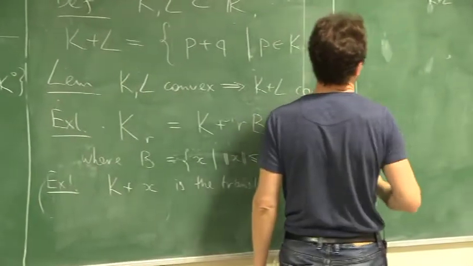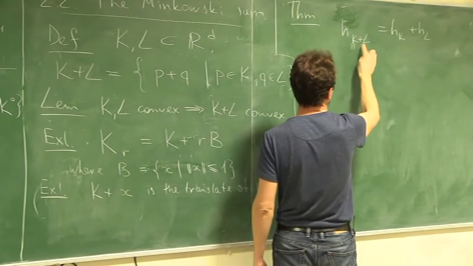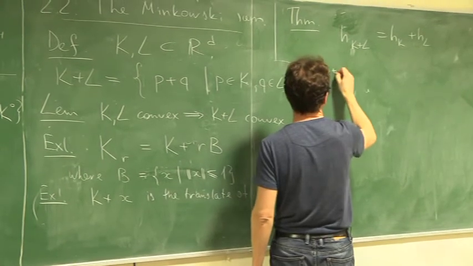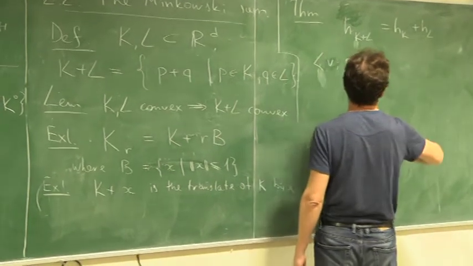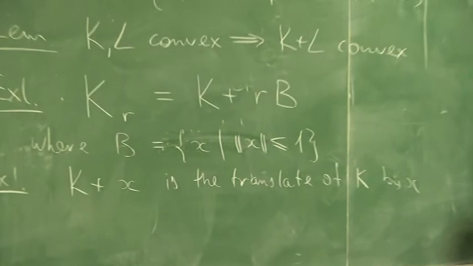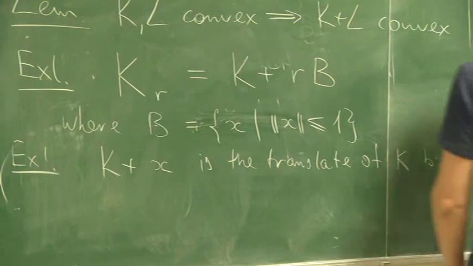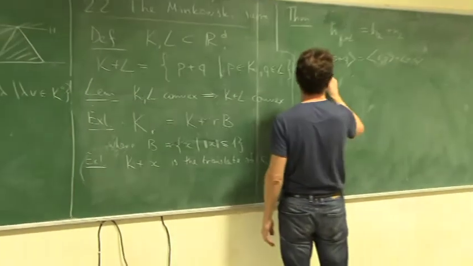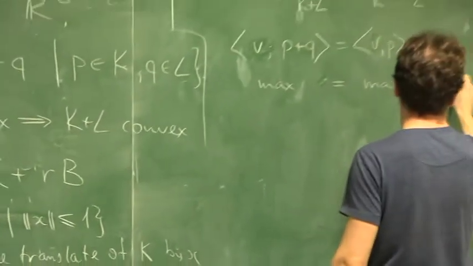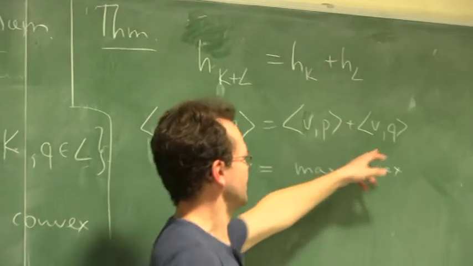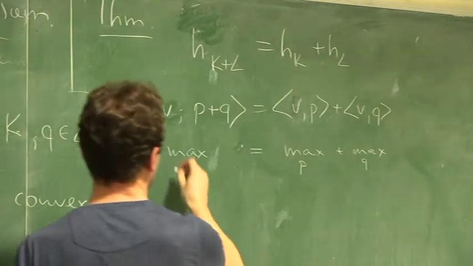So we take any vector v, and we take any point p and any point q. Then the product of v with p plus q is equal to v·p plus v·q. Now again, we take the maximum of this and the maximum of that. But this time the maximum is equal to the sum of two maxima, because these two maxima are taken over two independent things. So this is the maximum over P, this is the maximum over Q, and here is the maximum over all pairs P and Q.